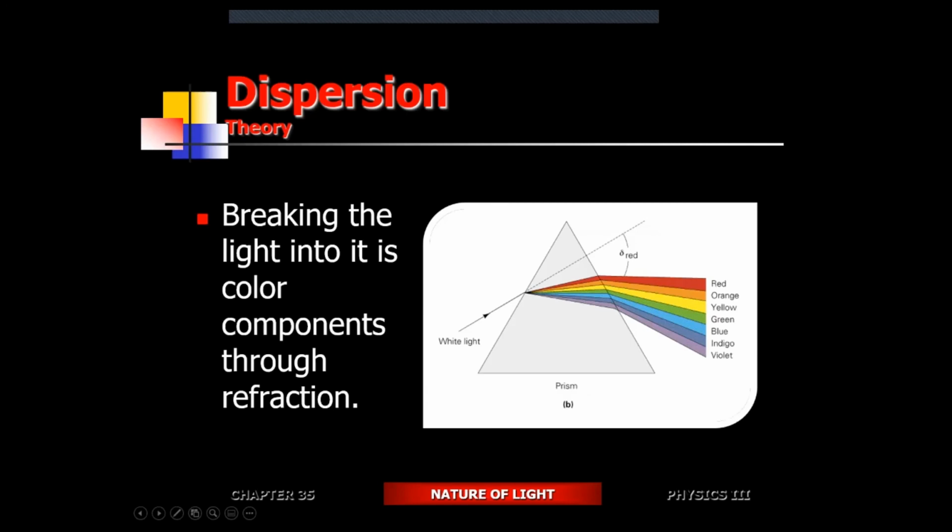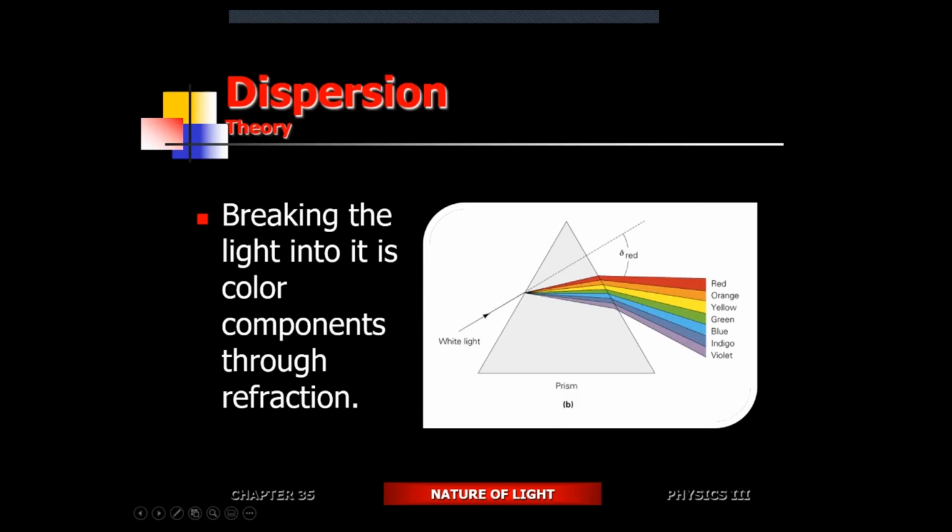Breaking light into its color components is known as dispersion. Notice that the red is on top, and the violet is at the bottom. So the question is why? What causes the color separation through a prism? Guys, you kind of know the answer at this point. I hope that you do understand the answer.